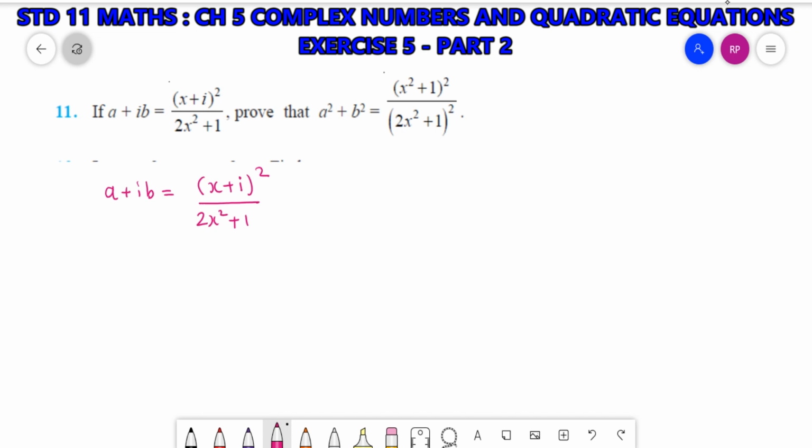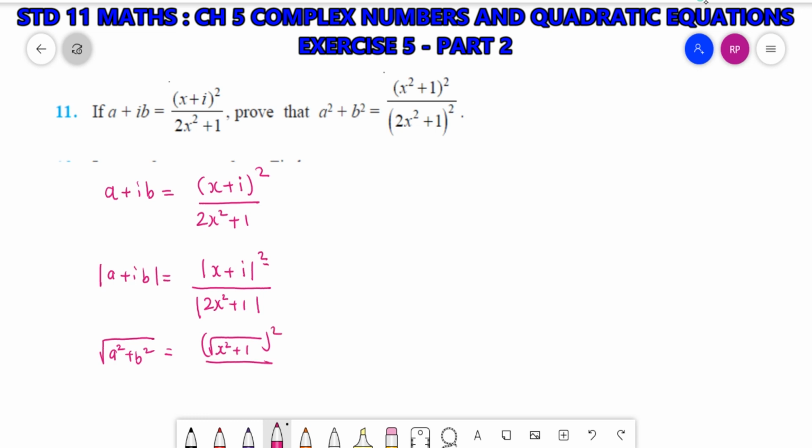Okay, now let's take the modulus on both the sides. So the modulus of a plus ib will be equal to the modulus of (x plus i), I can take the whole square outside, upon the modulus of 2x square plus 1. This will be equal to: modulus of a plus ib is under root of a square plus b square. Modulus of x plus i is under root of x square plus, what is the coefficient of i, 1 square, so 1, and this square. Modulus of 2x square plus 1: now see, here there is no imaginary number, so it will be as it is, 2x square plus 1.